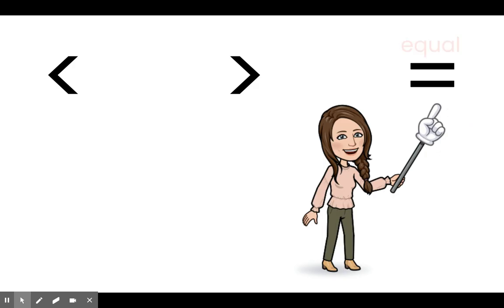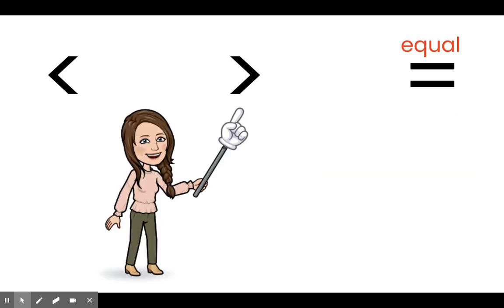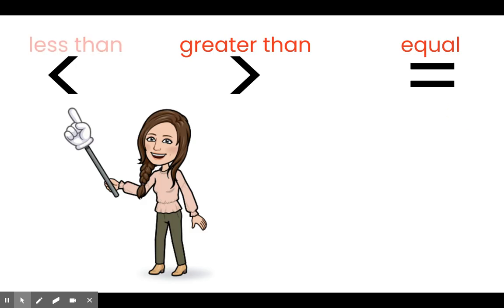Here are some math symbols that we need to review that will be important for us today. This symbol is the equal symbol. We use this symbol when two numbers are equal or equivalent. That means they have the same value. This is the greater than symbol. We use this symbol when one number is greater than another. That means one number has a higher value than another. This is the less than symbol. We use this symbol when a number we're comparing to is less than or has a lower value than another number.